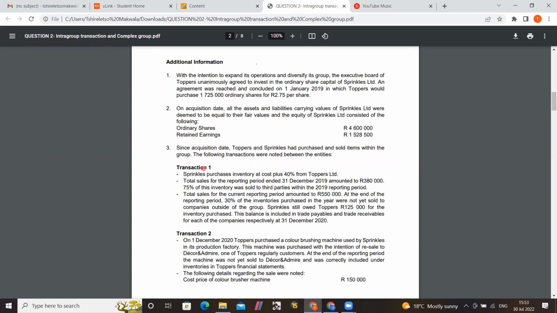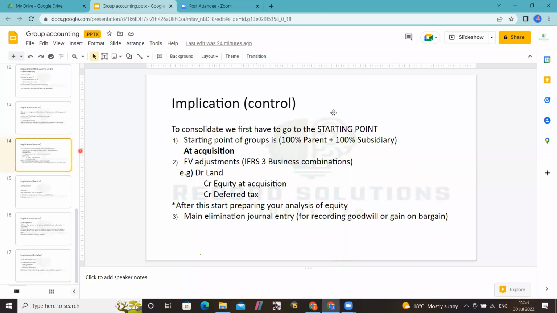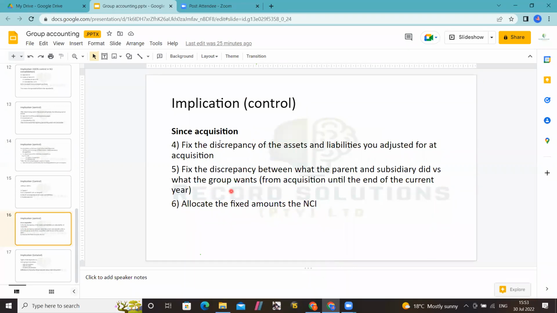So let's start with the first transaction. What is this question saying to us? Now that we know the framework, we know exactly where we are, right? We know that these general entries are not necessary, because they asked for intra-group transactions. The main elimination journal has nothing to do with that. This thing has nothing to do with that. Number four has nothing to do with that.